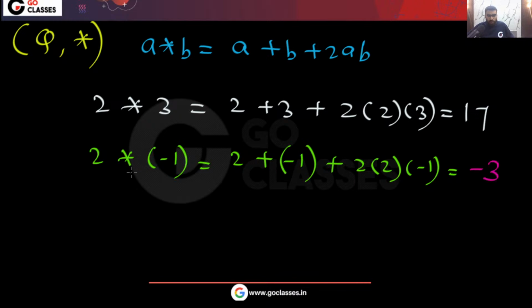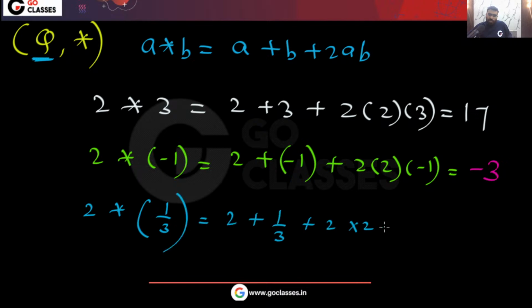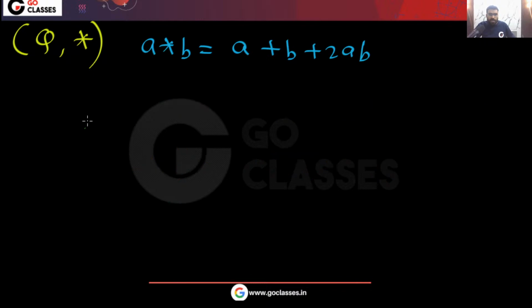I hope you are getting the point. So this is the idea. Now remember, the base set is rational numbers. So for example, you can take 1 by 2 also, or 1 by 3 also. So this will be 2 plus 1 by 3 plus 2 into 2 into 1 by 3. So this will be the answer. Very simple. So just understand the operation first. Now let's solve it. The first option: is this commutative?